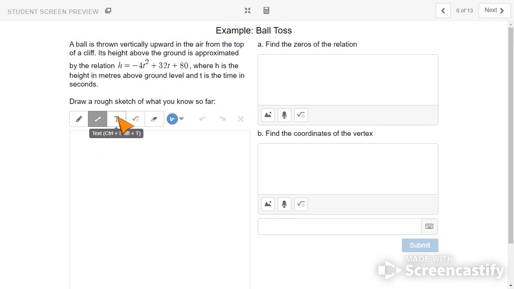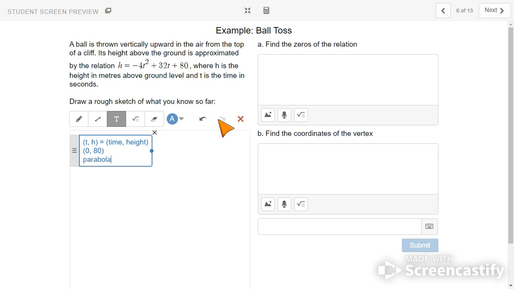Okay, one thing I do know so far is that we, again, don't have x and y. We're using the variables h and t. T is representing the time, and h is representing our height. I know that the y-intercept is 0 and 80, because this is the c in standard form. I also know that this is going to be a parabola that opens down.